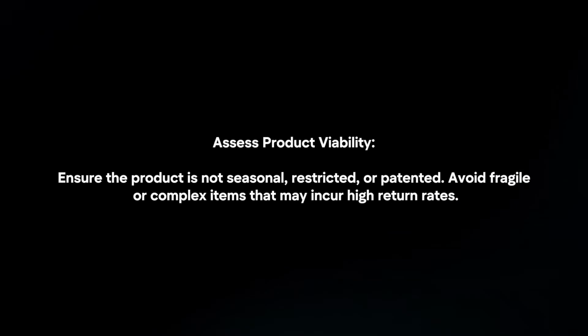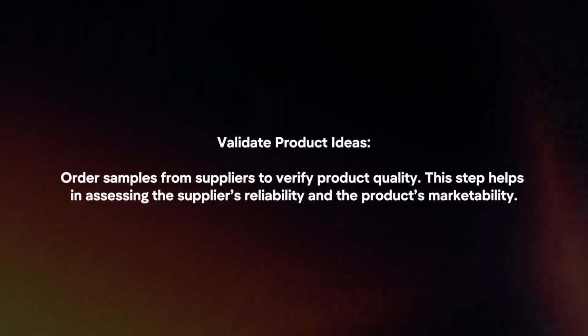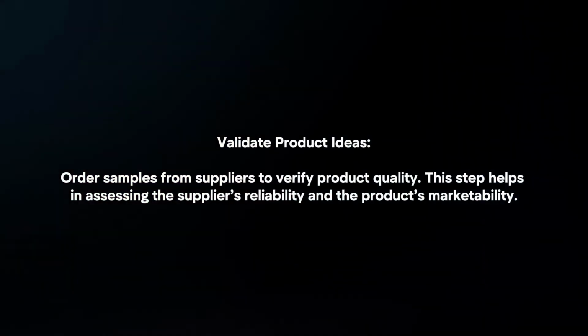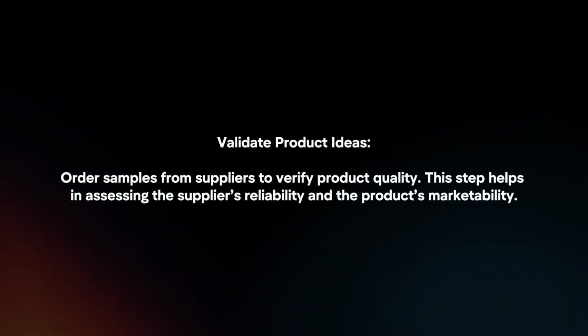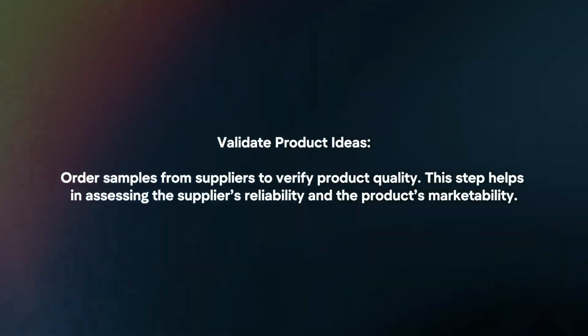Assess product viability. Ensure the product is not seasonal, restricted, or patented. Avoid fragile or complex items that may incur high return rates. Validate product ideas. Order samples from suppliers to verify product quality. This step helps in assessing the supplier's reliability and the product's marketability.